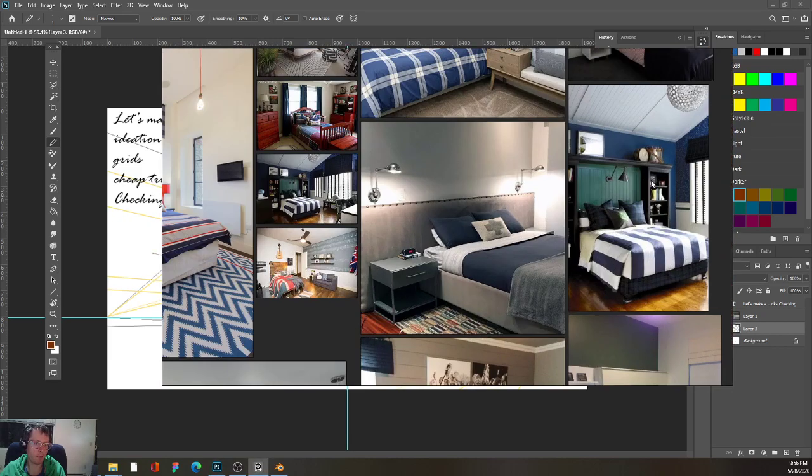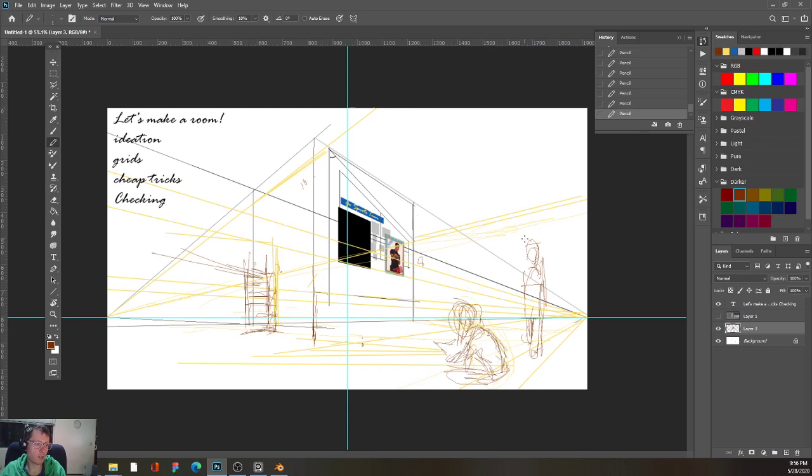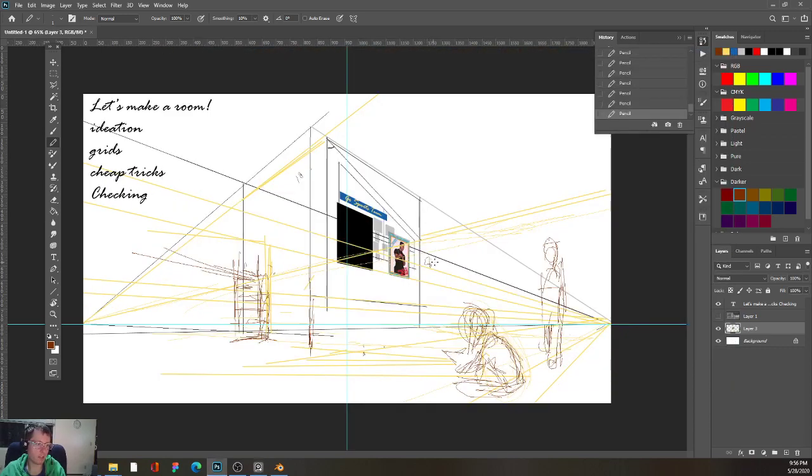Let's go with 7 feet. I want it to have that cramped feeling. So if that's 7 feet, how high? I think what I need to do is have this corner come down a little more so that I have something to work with.